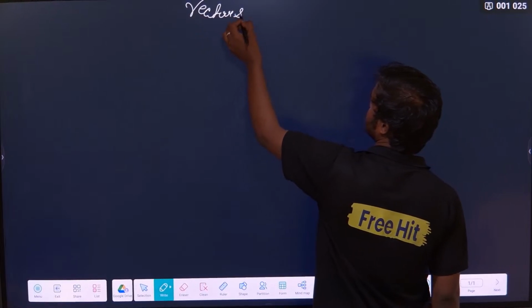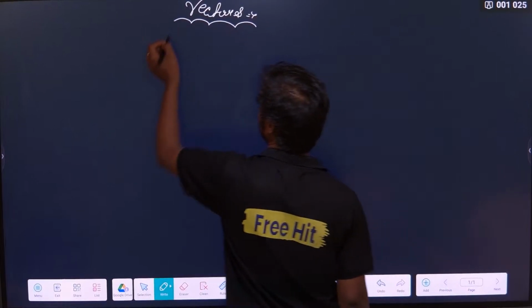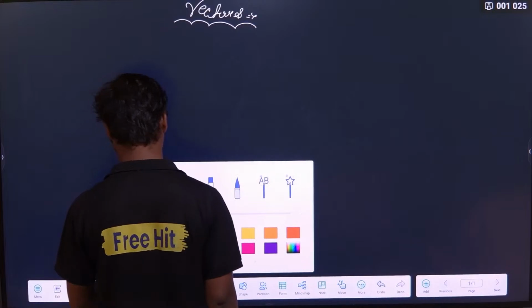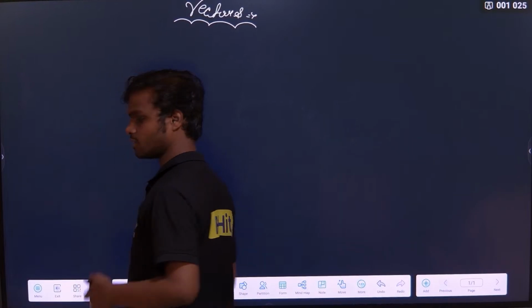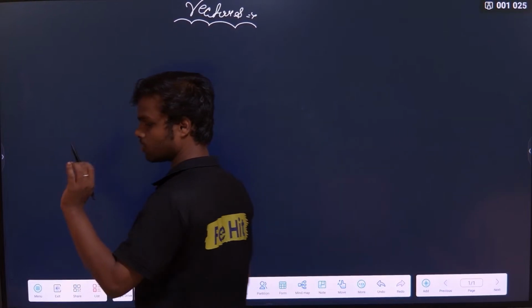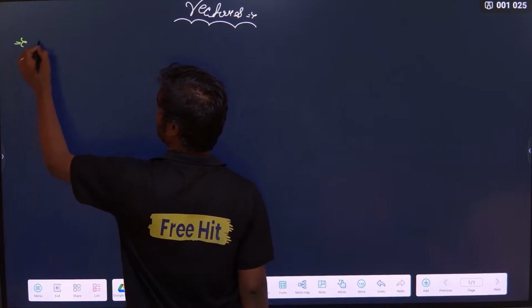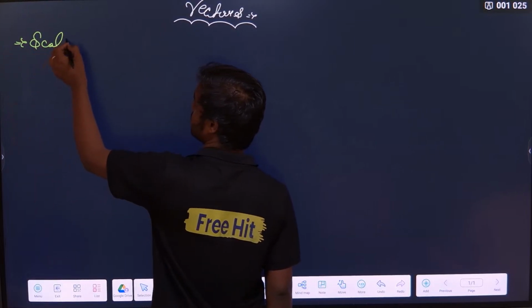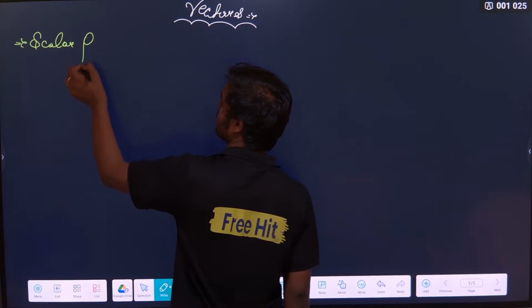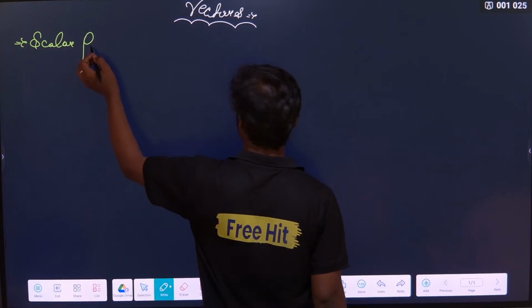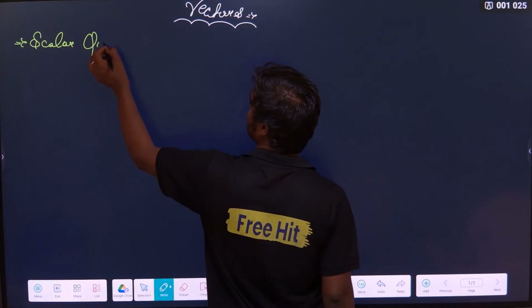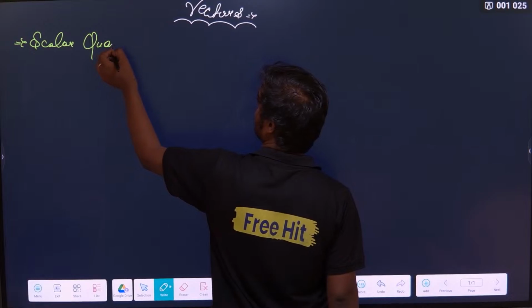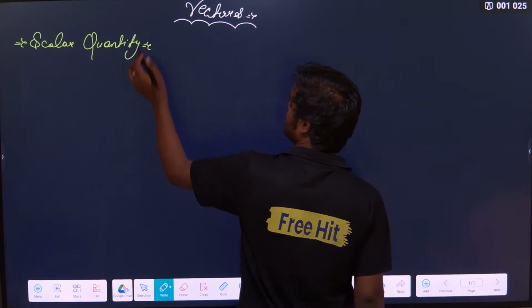Vectors is basically known as the heart of physics, because without vectors you can't solve any single question, because vectors are involved everywhere. So there are two types of quantities we have. First is called scalar quantities, and second we have vector quantities.